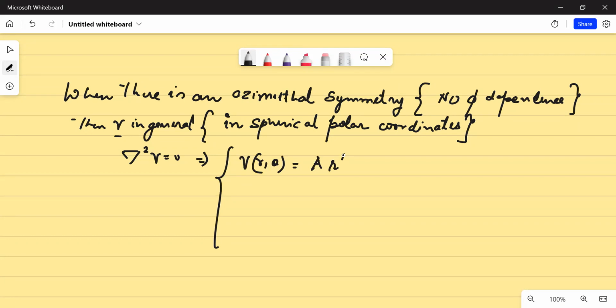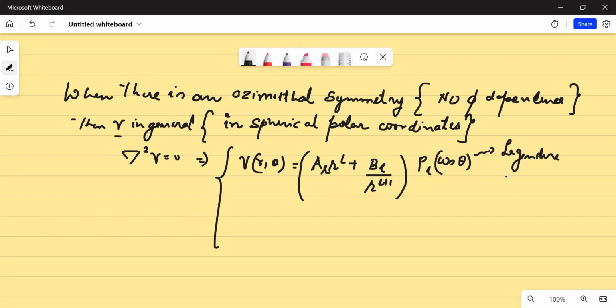This is A_L r raised to power L plus B_L upon r raised to power L plus 1, and then there is P_L cos theta. You already know that these P_L cos theta are Legendre polynomials. In general, one must note that as r tends to infinity, the first term would blow up, and as r tends to 0, the second term would blow up.